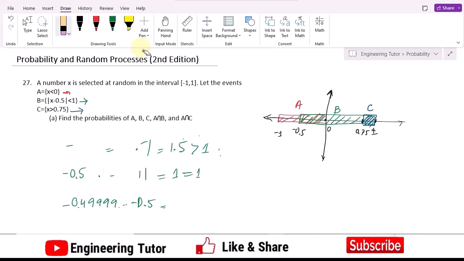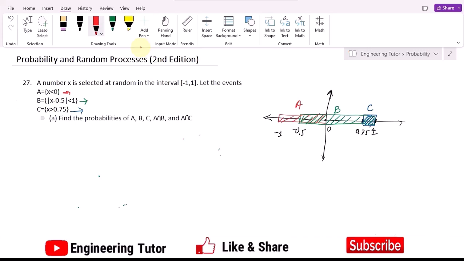Now let me solve it, and before solving it, let me clear this screen. I have to find the probabilities of each and every element here. I can see that the probability of A, as this is basically a line function, will be the distance between the 2 points of A, divided by the total distance. So the total distance here is how much?